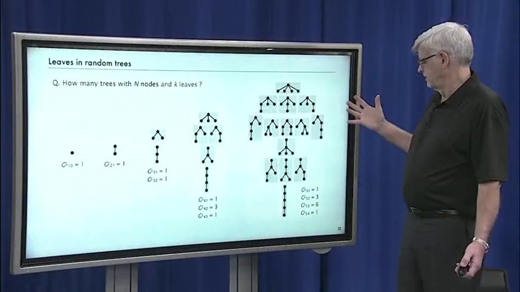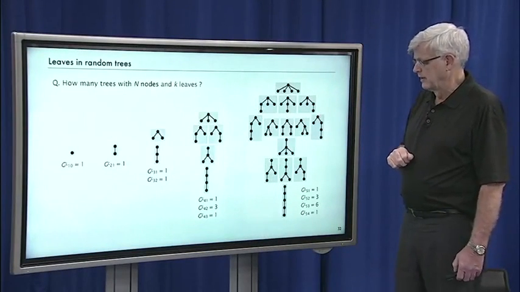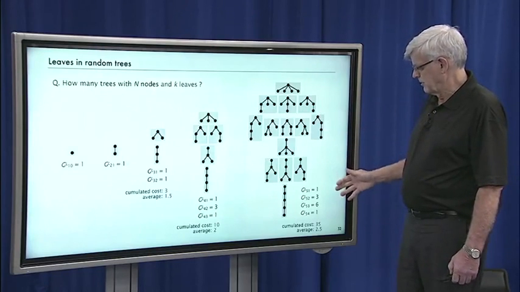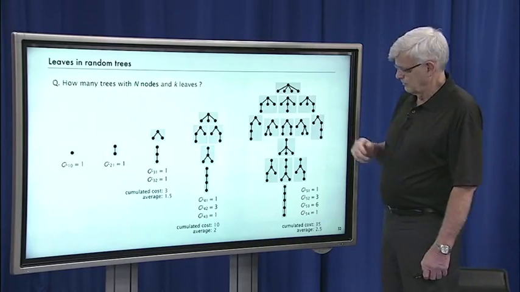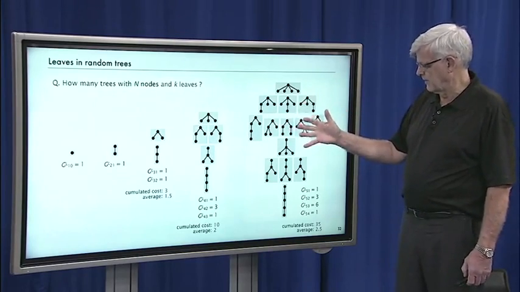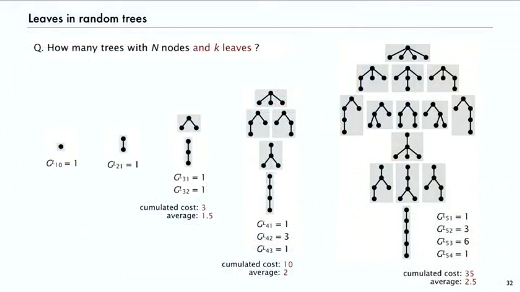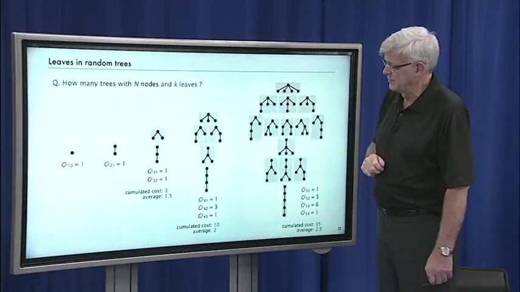So this is the distribution, and we can go ahead and compute the accumulated costs as before. So for 4, the accumulated cost is 1 times 4(1), 2 times 4(2), plus 3 times 4(3), so that's 1 times 6 times, plus 6 plus 3, that's 10. And there's 5 of them, so the average is 2. And the next one is 35, the average is 2.5.